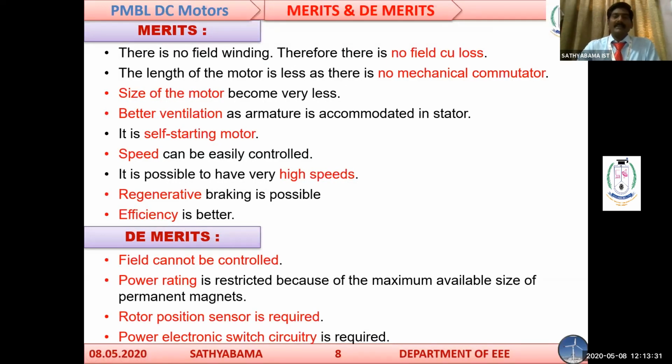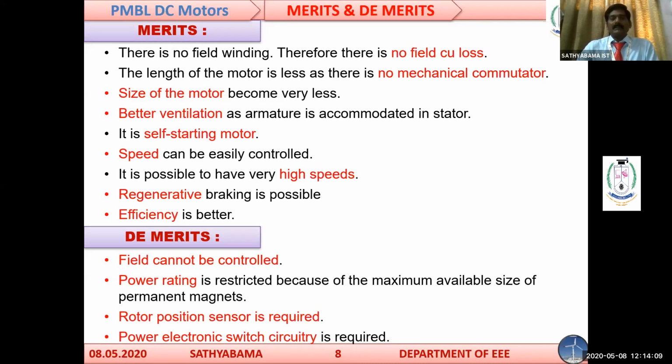The merits of PMBL DC motor. There is no field winding, therefore no field copper loss, and there is no mechanical commutator. As a result, the length of the machine is also less, and the size of the motor becomes very small. There is better ventilation because the armature conductors are placed in the stator, and whatever heat is generated can be easily dissipated in the atmosphere. Therefore, better ventilation. And this motor is a self-starting motor.